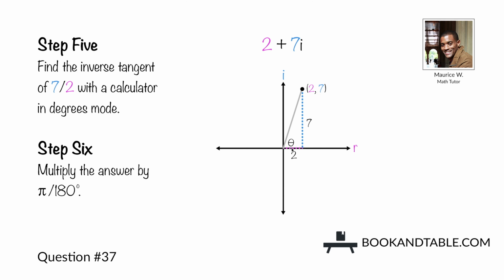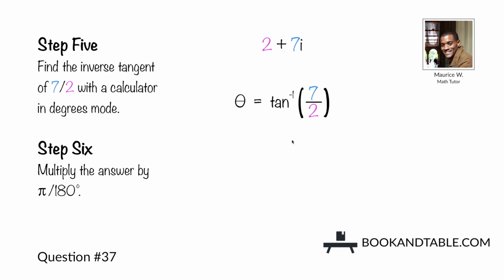And if that's our theta, we see that the side adjacent to theta is equal to 2, the real number. And the side opposite of theta is equal to 7, the imaginary number. So finding the inverse tangent of theta gives us the opposite side over the adjacent side, which is 7 over 2. So if we find the inverse tangent of 7 over 2, that will give us this angle here, theta, our argument. If we plug in the inverse tangent of 7 over 2 into a calculator in degrees mode, we get theta is equal to 74 degrees.